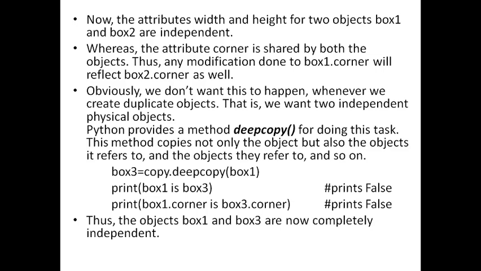So we don't want this to happen. Whenever we create duplicate objects, then we have to go for another method of Python, that is deep copy. We have to deep copy the object into another object. For example, here box3 = copy.deepcopy(box1). Now if you print box1 is box3, it returns False. Similarly, box1.corner is box3.corner also returns False.